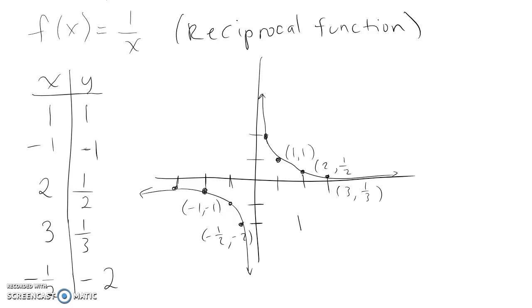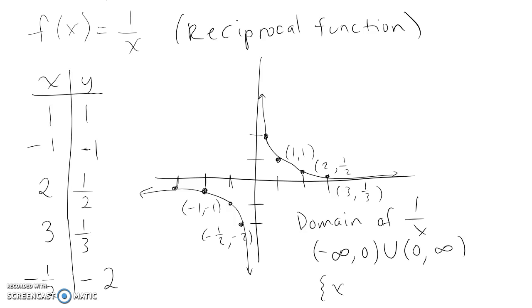Now let's talk about its domain. The domain of the reciprocal function ends up being negative infinity to 0, union 0 to infinity. Another way to say this is all x such that x does not equal 0. Why is this true? Well, notice if I tried to put 0 in, I would get 1 over 0. 1 over 0, if you might recall, is undefined.